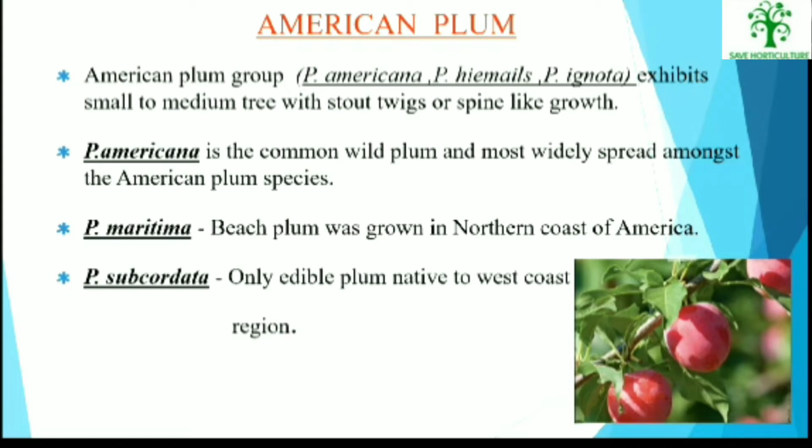Prunus maritima, beach plum, was grown on the northern coast of America. Prunus subcordata, common name Pacific plum or Sierra plum, is the only edible plum which is native to the west coast region.